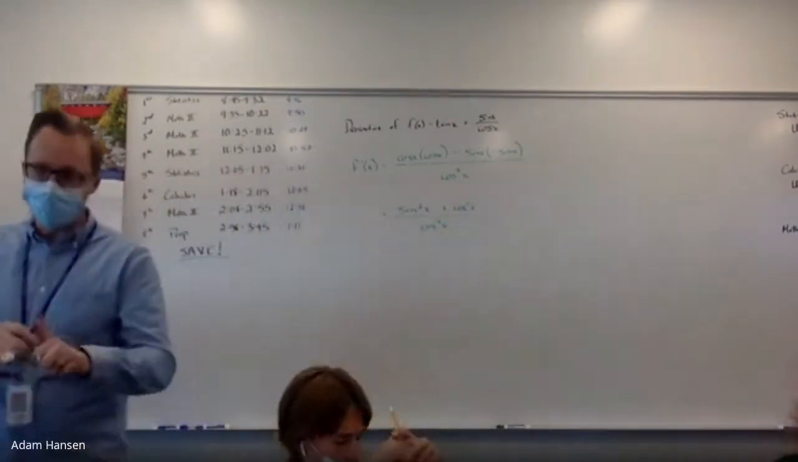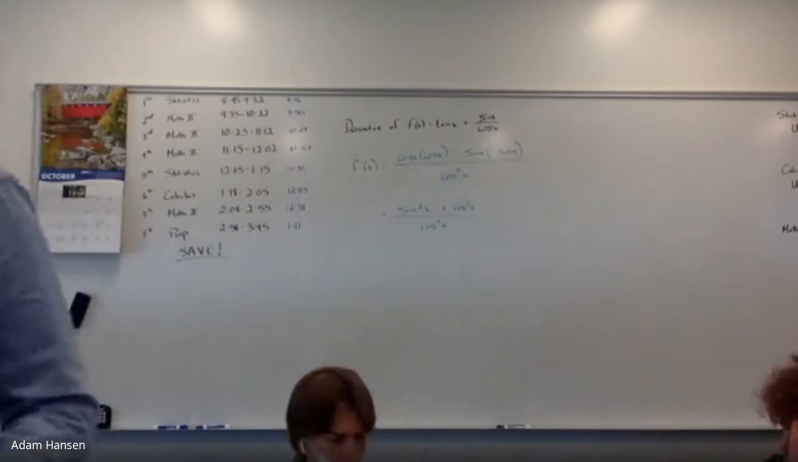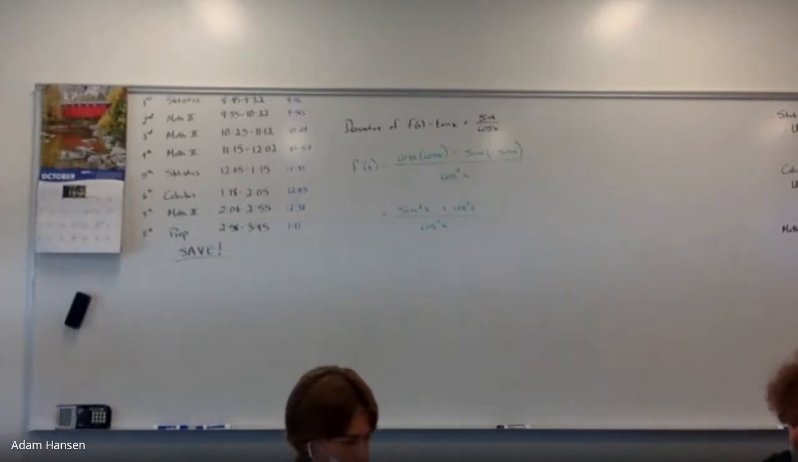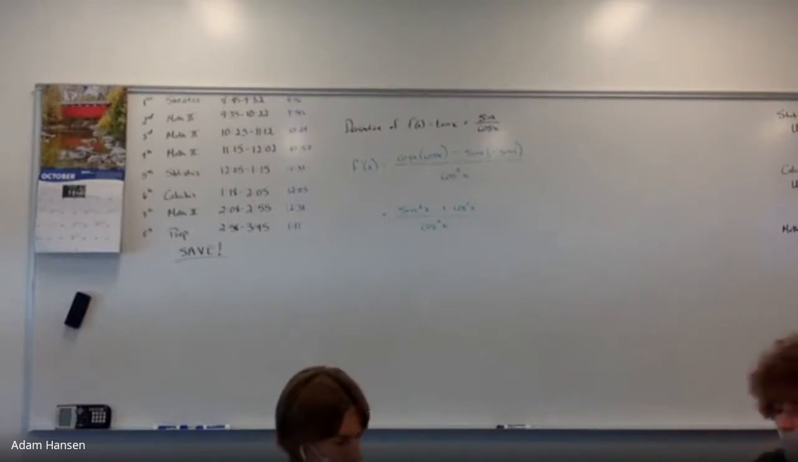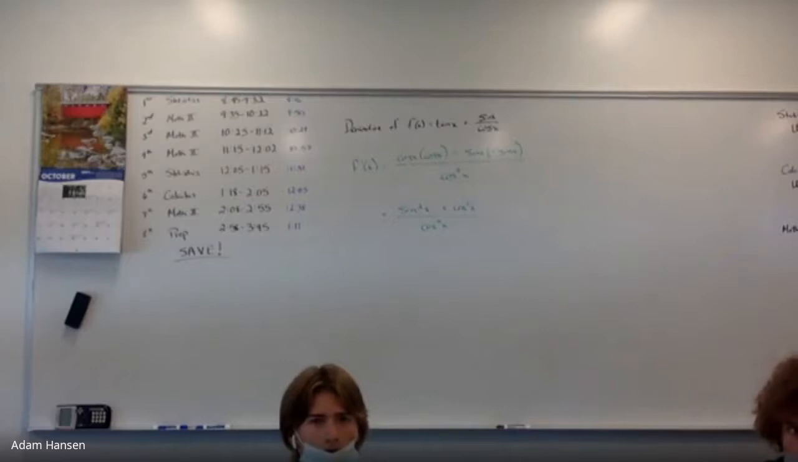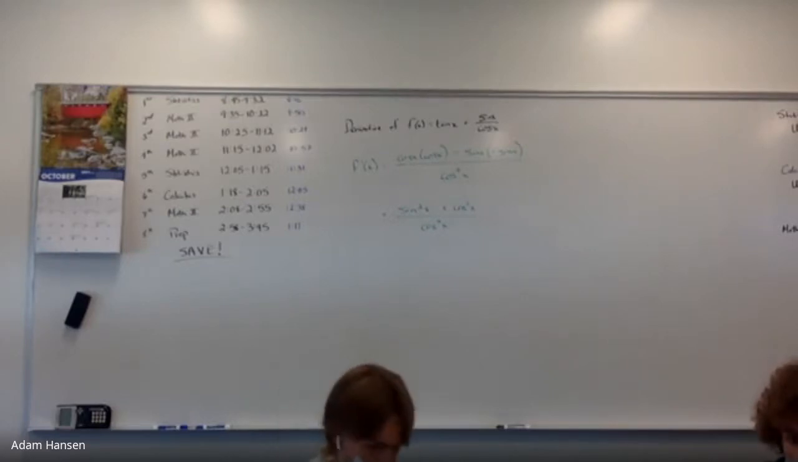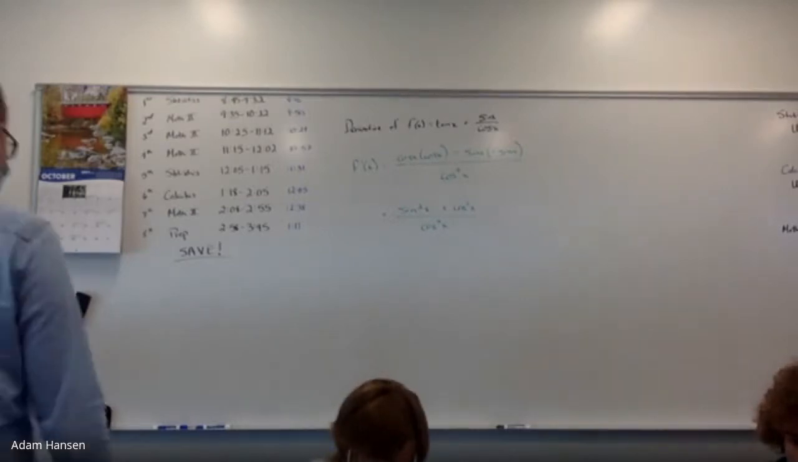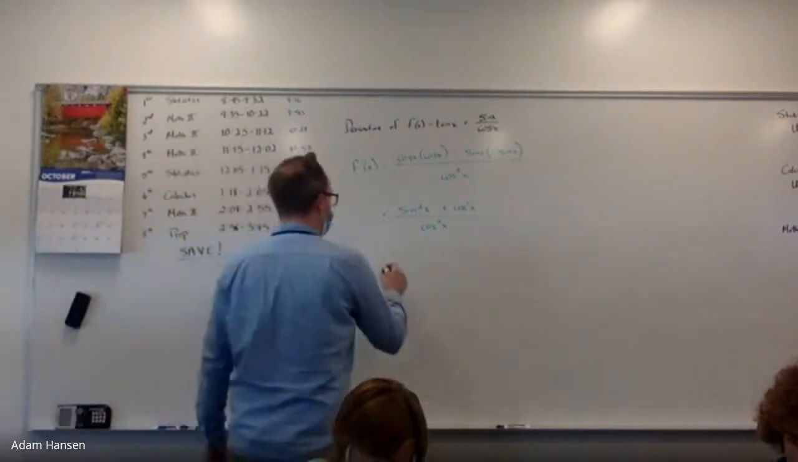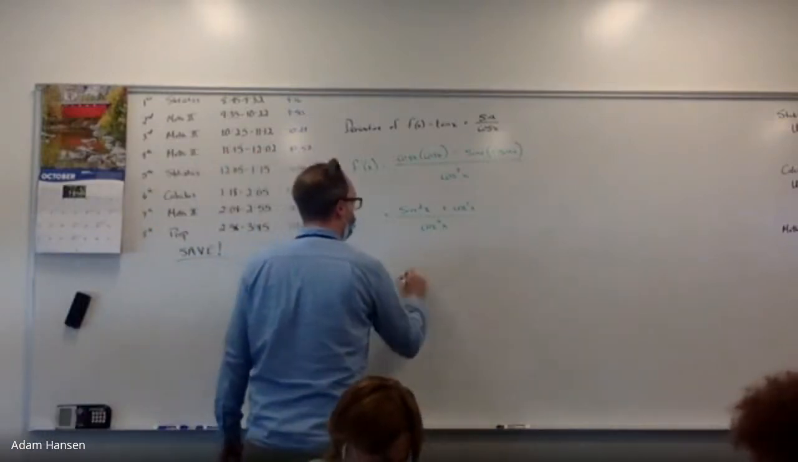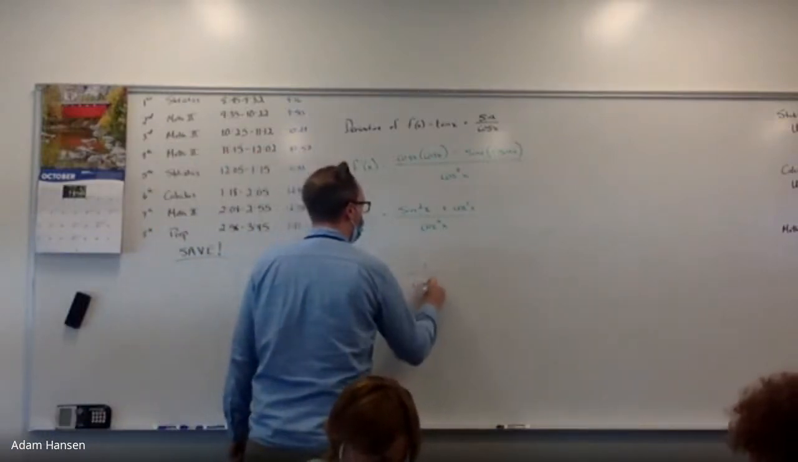If you have your formula sheet out, flip over to the page that has all those trig identities on it. What is sine squared x plus cosine squared x equal to? 1. Sine squared plus cosine squared is always going to be 1. That's a Pythagorean identity for 1.